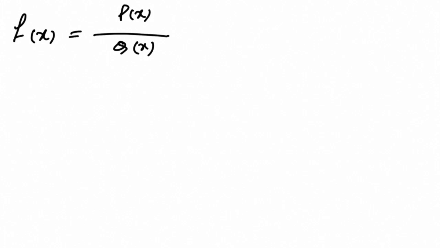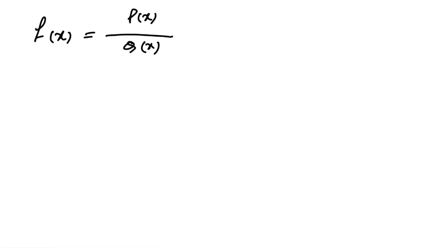In this video, I'm going to talk about the limit of rational functions. So let's begin with the definition of a rational function. A rational function f(x) is usually the division of two polynomials, like p(x) divided by q(x). So any division of two polynomials is a rational function.